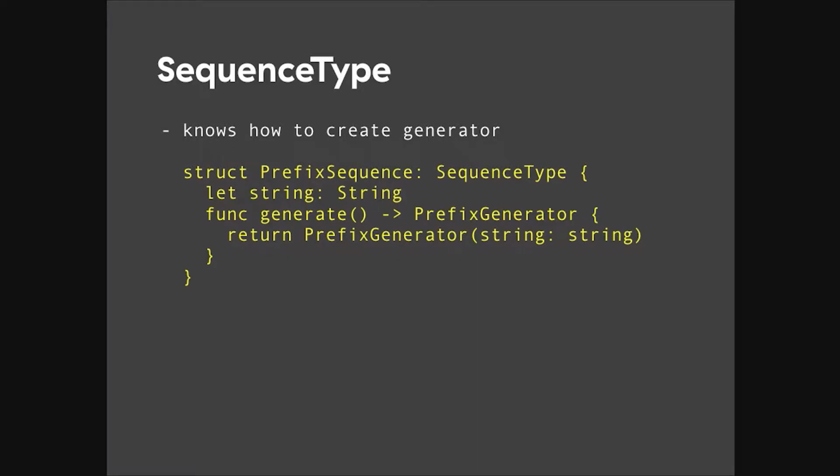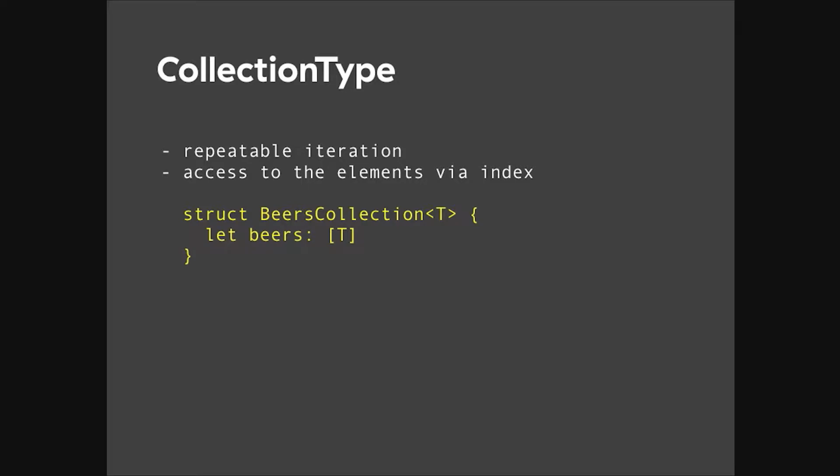SequenceType knows how to create a generator, because you can only use a generator once. For every consecutive loop, you need to ask for a new generator. This will know how to create the generators. But as I said before, you would probably use something like this, collection type. It allows you repeatable iteration, and you can access the elements via its index.